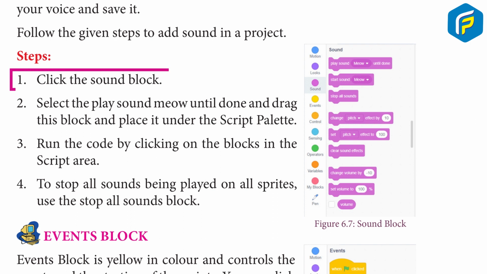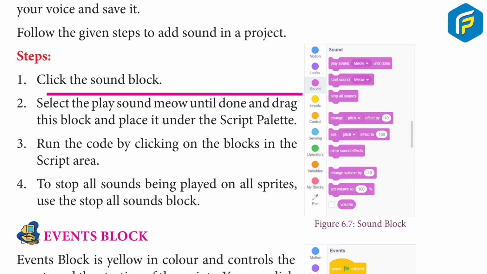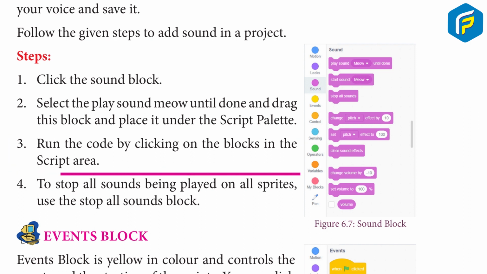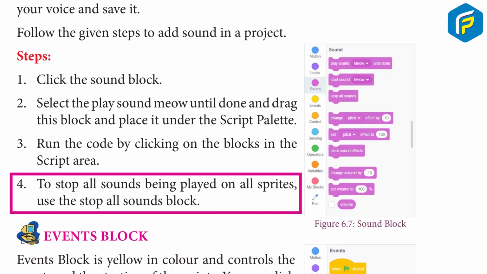Step 1. Click the sound block. 2. Select the Play Sound Meow Until Done block, drag it and place it under the script palette. 3. Run the code by clicking on the blocks in the script area. 4. To stop all sounds being played on all sprites, use the Stop All Sounds block.